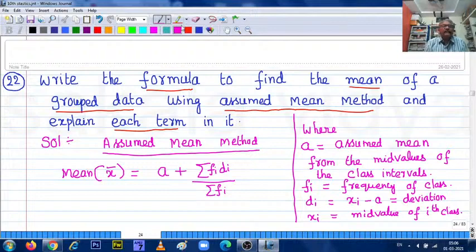First you need to write the formula. After writing the formula, each letter you need to write about: what is a, what is fi, what is di, and what is xi also you need to mention. In total, 4 letters need to be mentioned like this, because here we have xi minus a also. In this way you need to give the answer. Whenever you are asked to write the formula for any chapter and explain each term or letter in it, you need to follow this method. Okay, now let us move to the next question.